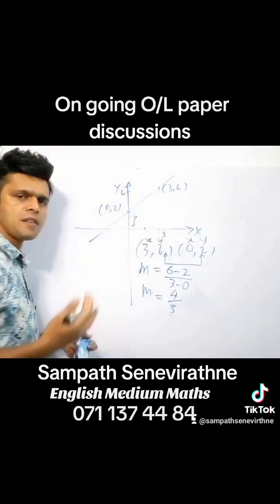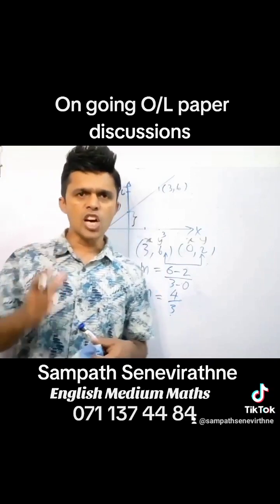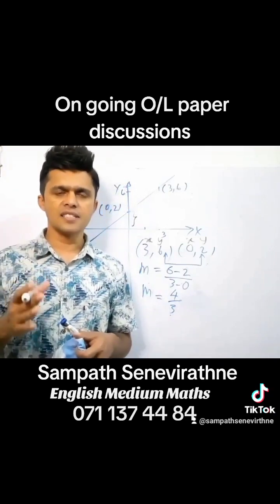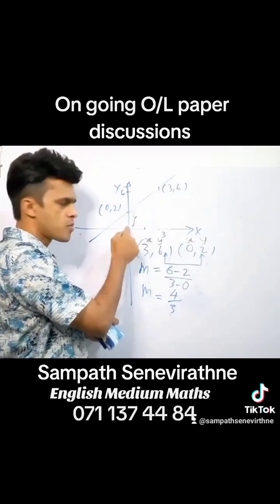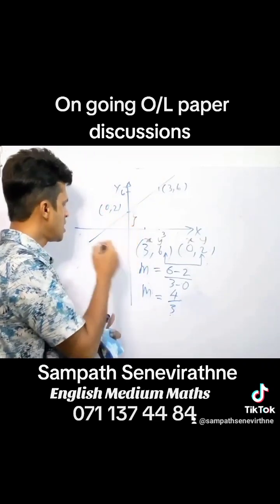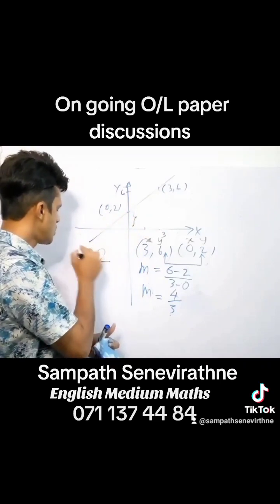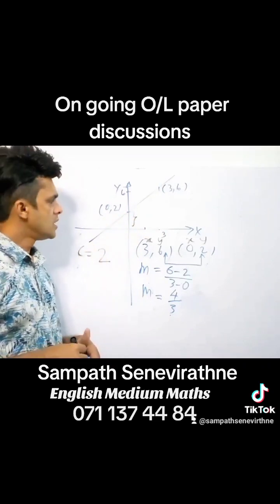Do you know the value of c? What is c? c means the distance from the origin along the y-axis to the linear graph. So this is the origin. From here to here, the distance is c. So the value of c is 2.